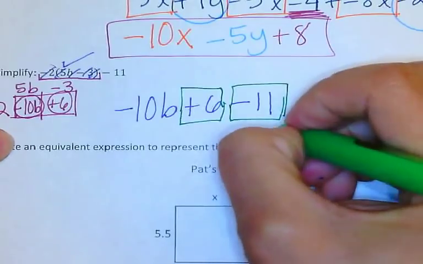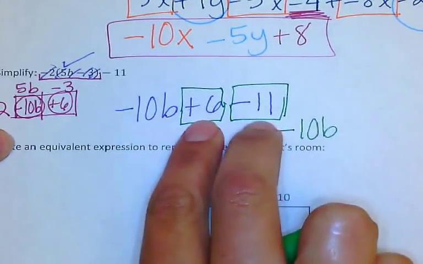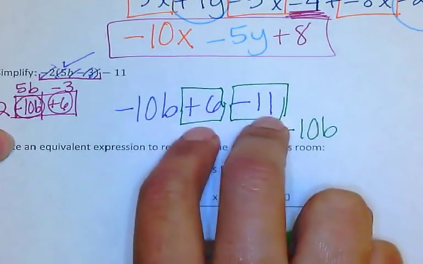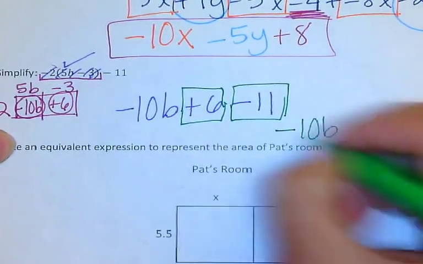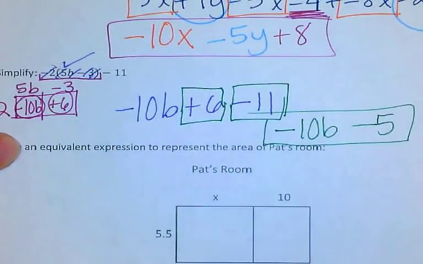So then that would equal negative 10b, and positive 6 and negative 11, different signs you subtract and keep the sign of the largest. So there you have it on that one.